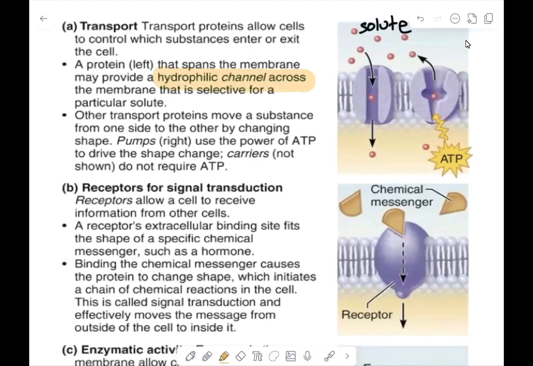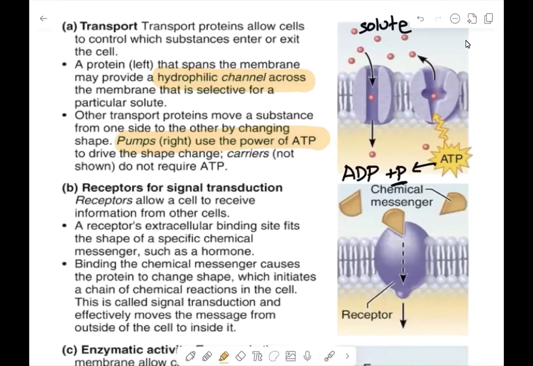Other transport proteins are pumps, which means they require ATP. So in this ATP molecule, a phosphate is broken off, so once it's broken, remember, ADP is present plus a phosphate. And that provides enough energy so this pump can physically move and this solute can go from the inside of the cell to the outside of the cell.